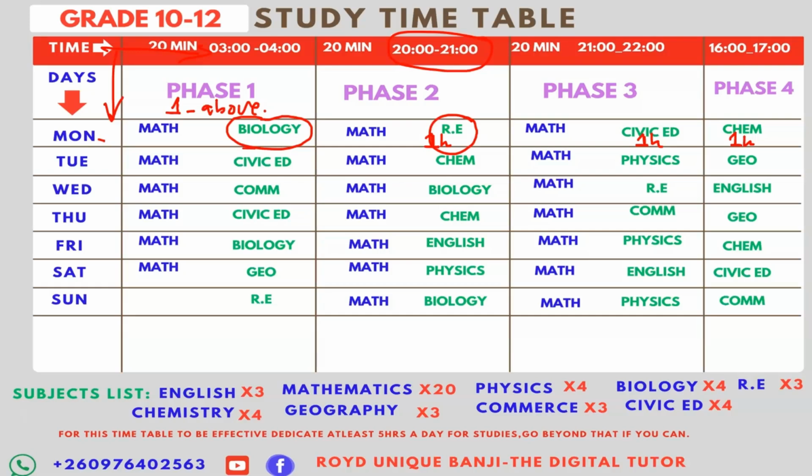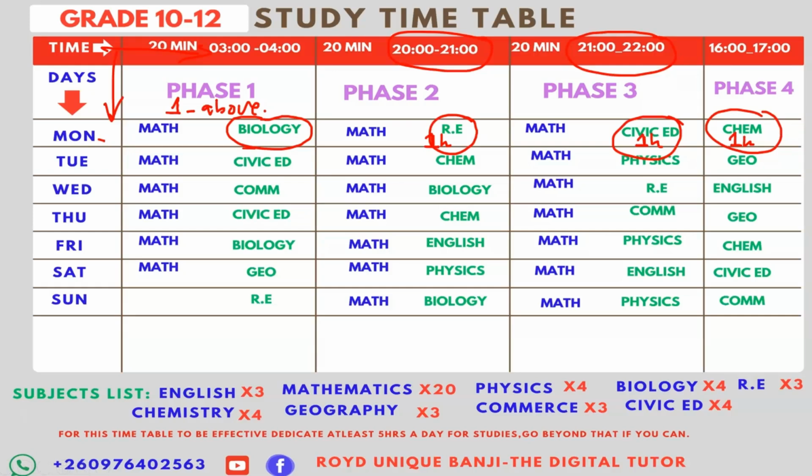Then in the third session, you study civic education. In this case, I've put 21 to 22. Then in the last session, you study chemistry. Now, look at this. This one should even be the second one. Like I've said, I don't know the time that you're going to allocate. So I'll just consider that in the fourth session you study chemistry. Okay, so that is how it goes.